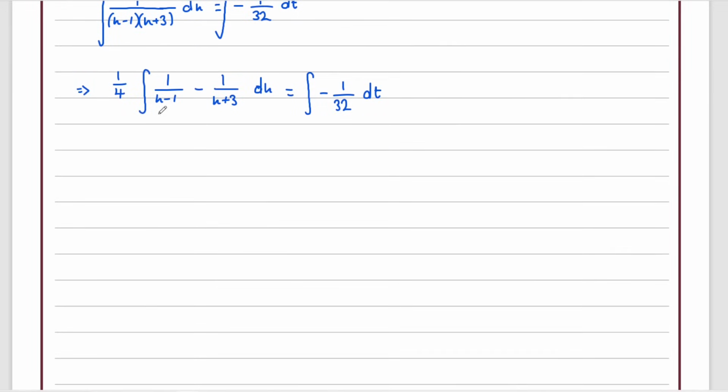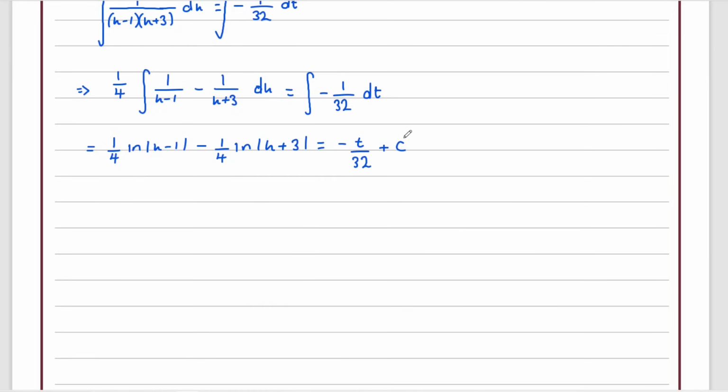Now, this integral here, a little bit more complicated, but nothing too challenging. Just notice the derivative of my denominator is the exact same as my numerator. So what I'm going to get is a quarter of the natural logarithm of h minus 1. Same again here, this would be minus 1 over 4 of the natural logarithm of h plus 3, because the derivative of my denominator is the exact same as the numerator. We get ln (h plus 3). And that is equal to, well, the integral of minus 1 over 32 with respect to t, that's minus t over 32. Nice and straightforward. And don't forget the constant of integration here, so plus c.